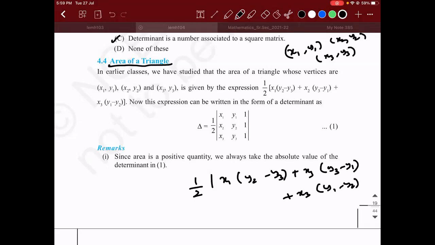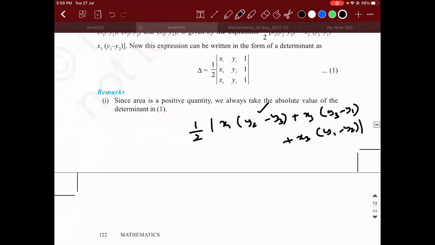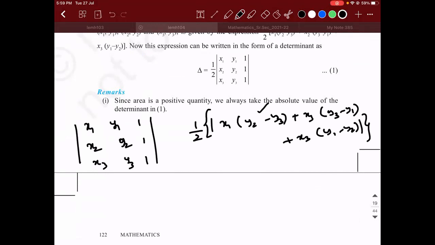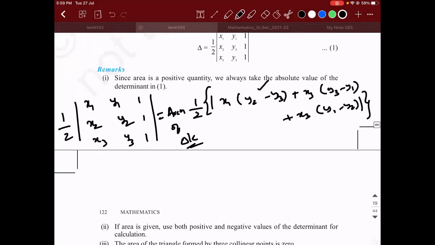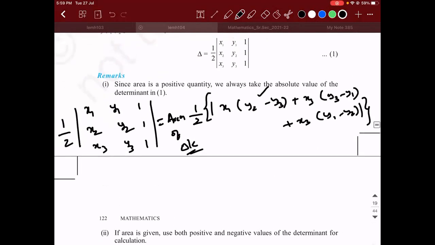So if you observe what this is exactly, you can say that this part is exactly the determinant of x1, y1, 1, x2, y2, 1, and x3, y3, 1. Okay. So this multiplied with half will give you the area of the required triangle, which is formed by the points x1, y1, x2, y2, and x3, y3.